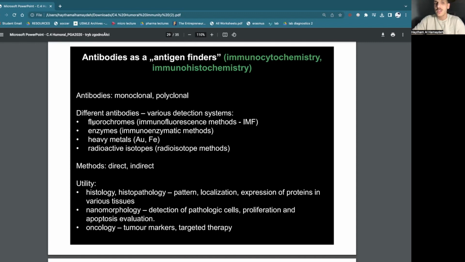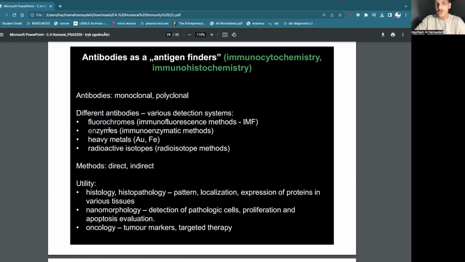We can use antibodies that are bound to fluorochromes, okay? These antibodies can be specific to a specific antigen. Once it binds and we expose it to light, it shines. So it tells us that there is an antigen present at that spot.